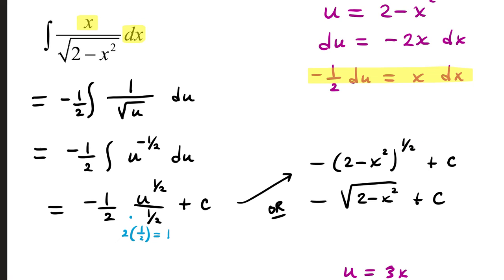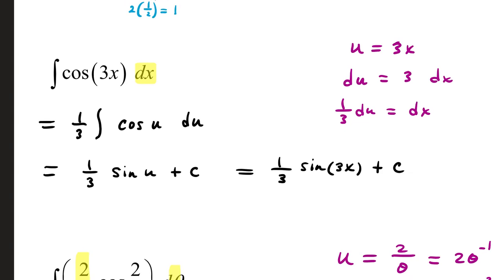And if you wanted to get fancy, because that's a power of half, you can return to radical form plus our constant of integration. Either one of these is just as good as the other. The second line is just if you want to return to radical format.